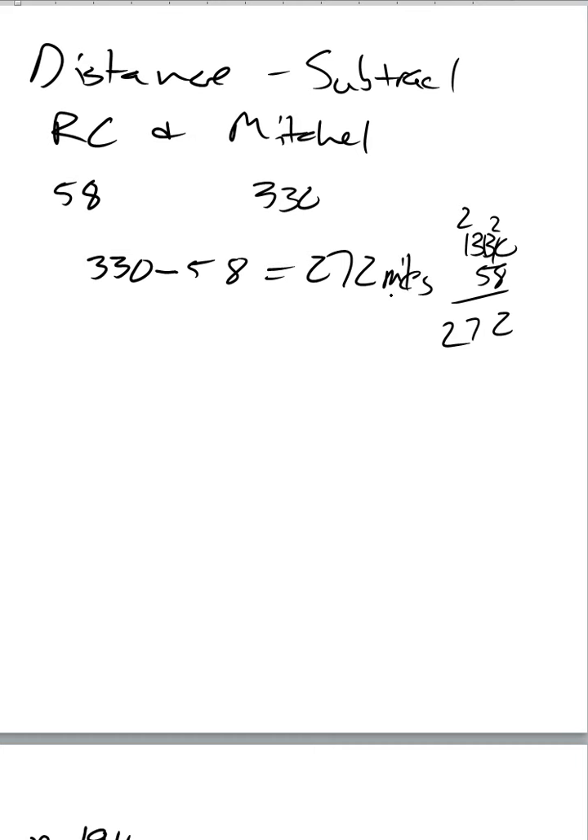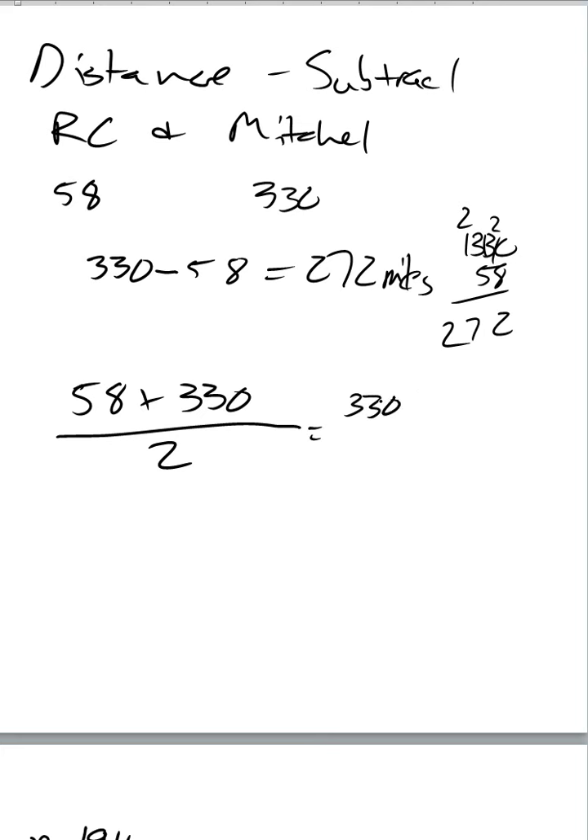Now, let's say I want to find the midpoint. I need to stop somewhere and get a soda pop halfway through. What you do is you take your 2 points, add them together, and then divide by 2. So if I take 330 plus 58, and divide by 2, I add these together, I get 388, divided by 2.